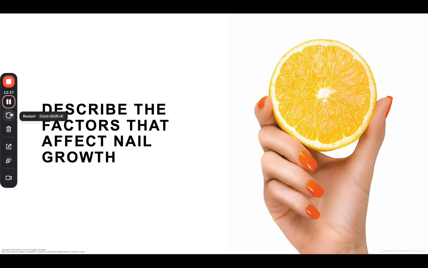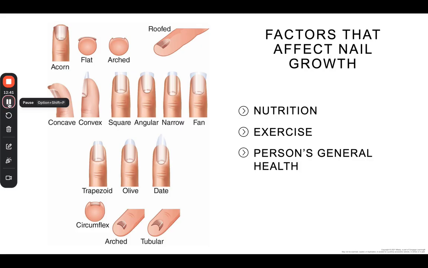Objective 4. Describe the factors that affect nail growth. The growth of the nail plate is affected by nutrition, exercise, and a person's general health. Normal, healthy nail plates can grow in a variety of shapes depending on the shape of the matrix. Remember, the matrix is responsible for the production of the cells that create the nail plate. The length, width, and curvature of the matrix determines the thickness, the width, and the curvature of the nail plate.